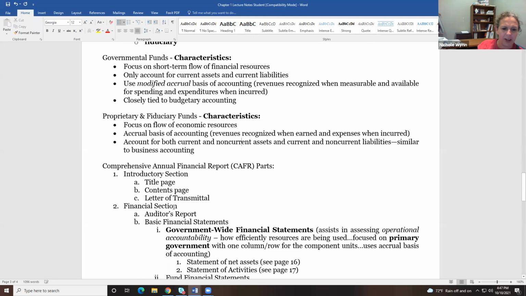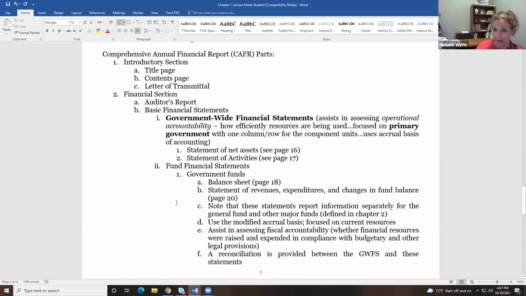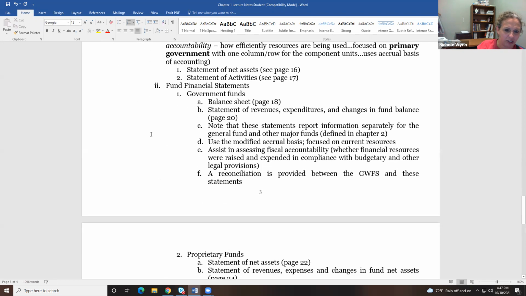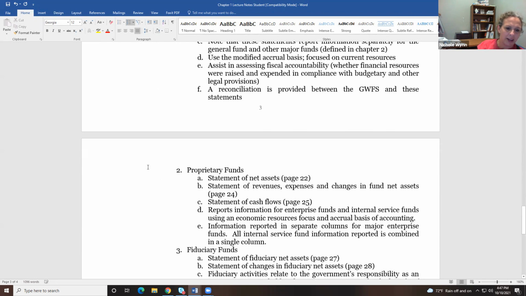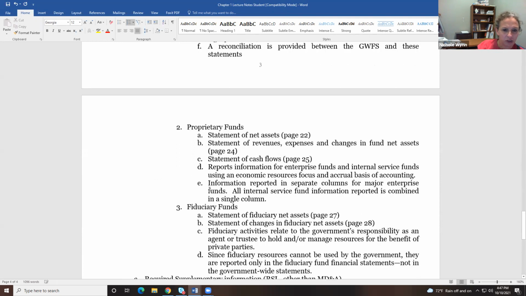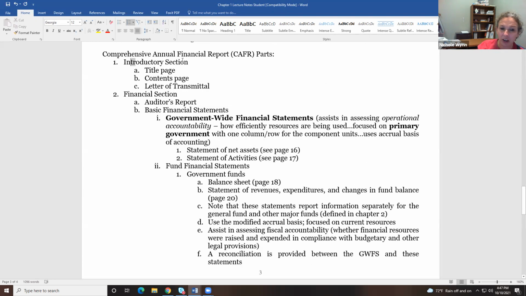All right, so here I'm just unpacking the CAFR. Remember the farm animal one. There are 3 sections of the CAFR: the introductory section, the financial section, and then some statistics. In the introductory section, you're going to see a title page, content page, and letter of transmittal saying that they've submitted the records. In the financial section, it'll start with an auditor's report. We'll have an external auditor that will make sure the financial statements are okay. And then we'll have our actual financial statements.